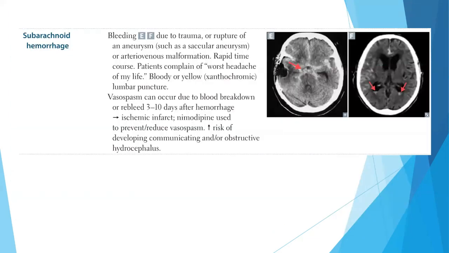So, reviewing the key facts of subarachnoid hemorrhage: it is bleeding due to trauma or rupture of an aneurysm or AV malformation, with rapid onset, and the patient complains of the worst headache of my life, with a bloody or yellowish xanthochromic lumbar puncture. Vasospasm can occur due to blood breakdown, or rebleed, 3 to 10 days after hemorrhage. Ischemic infarct can follow; nimodipine is used to prevent and reduce vasospasm, and there is increased risk of developing communicating and obstructive hydrocephalus. So these complications are very, very important to remember.